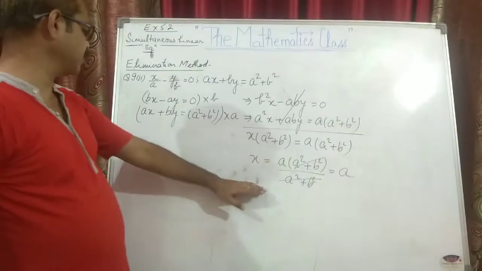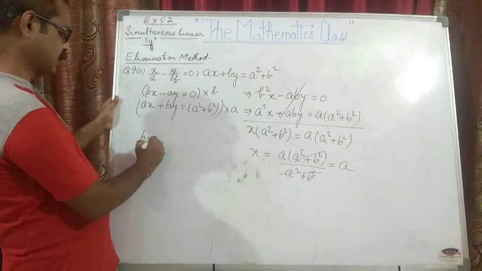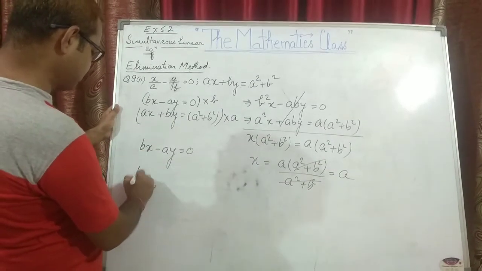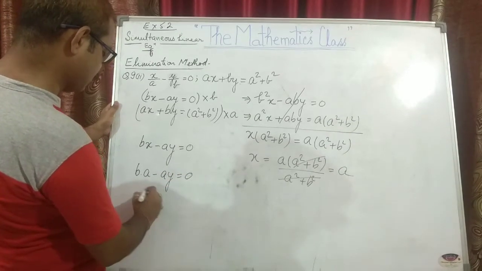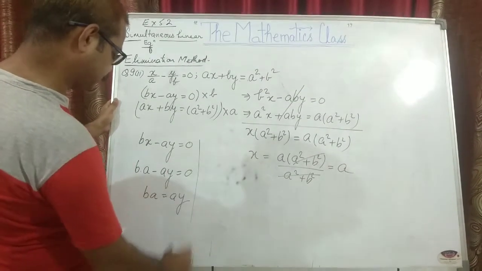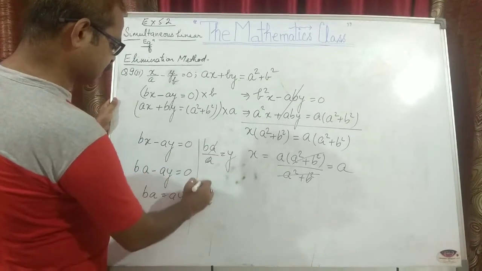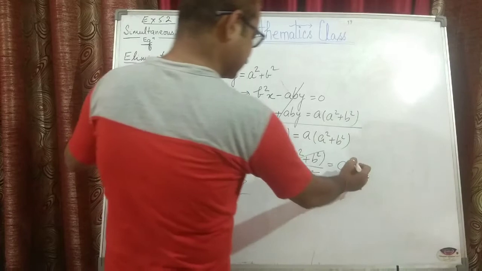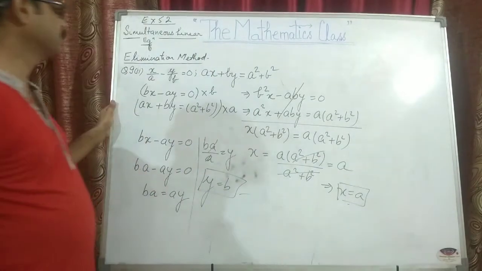Now you substitute this value of x as a anywhere. Let's substitute it in the first equation. First equation was bx minus ay is equal to 0 and x you got as a. So b into a minus a into y is equal to 0. So b into a is equal to a into y. So b into a upon a is equal to y. This and this cancel. You got the value of y as b. So x is equal to a and y is equal to b is the solution of these equations.